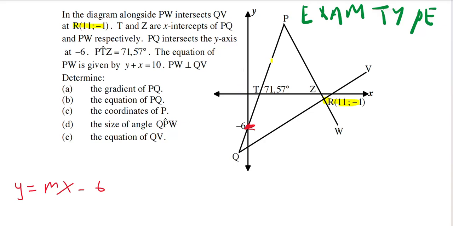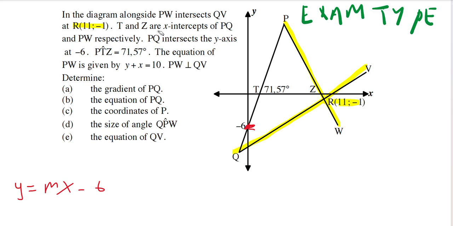Another exam type question to tackle today, right? So we have in the diagram alongside PW intersects QV. Where is PW? So this is PW. They say it intersects QV. We can see intersecting lines are lines that are crossing each other, touching each other, passing each other, like crossing. I think it's the right way, right?